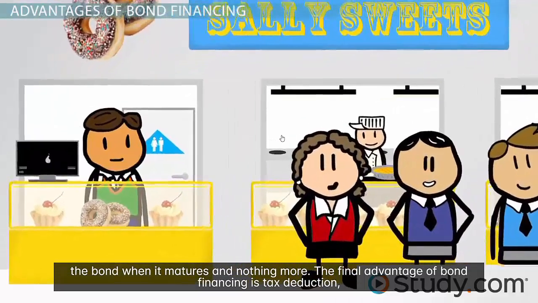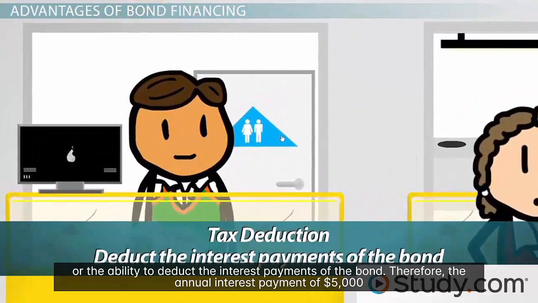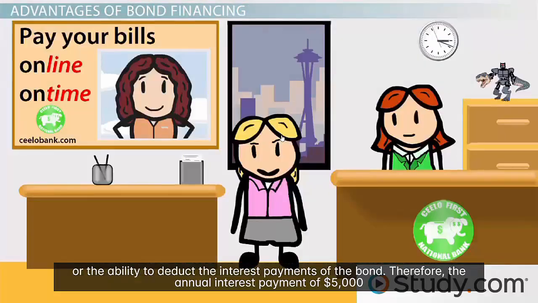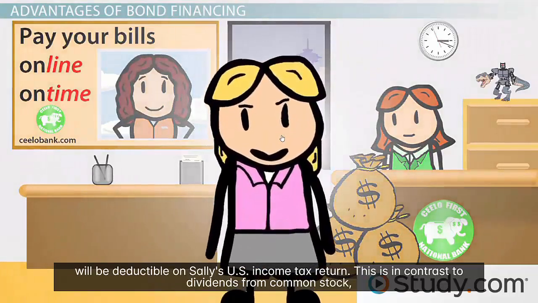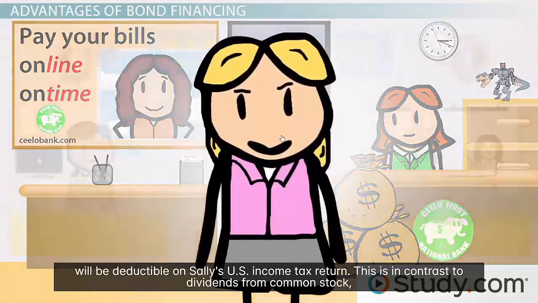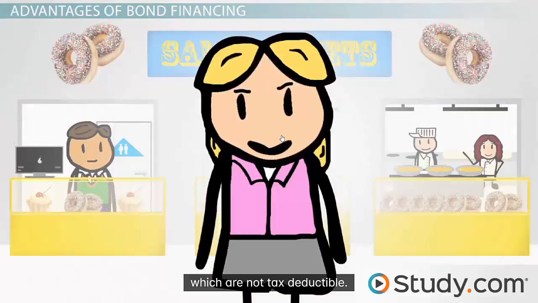The final advantage of bond financing is tax deduction, or the ability to deduct the interest payments of the bond. Therefore, the annual interest payment of $5,000 will be deductible on Sally's U.S. income tax return. This is in contrast to dividends from common stock, which are not tax deductible.